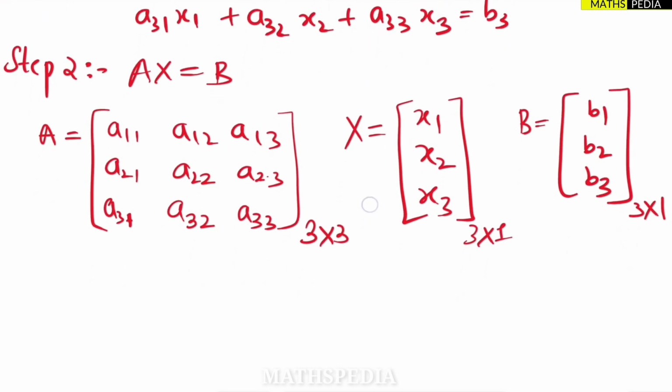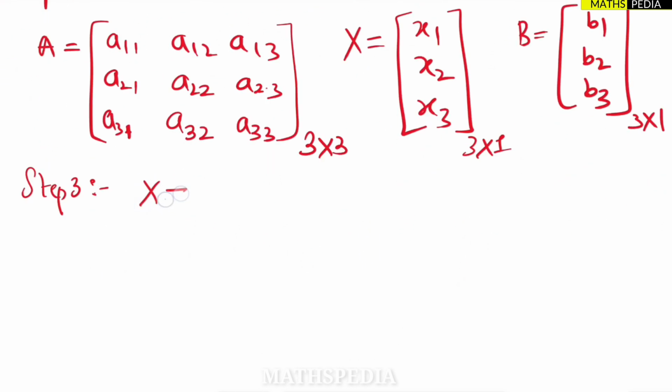What is step number 3? X equal to A inverse of B. As I said, AX equal to B we found out, the A, X and B matrices. After that, we have to find the X values x1, x2, x3. That's why we keep X here. So X equals A inverse of B. Basically, we are multiplying A inverse on both sides. Now the question arises: how to find A inverse?